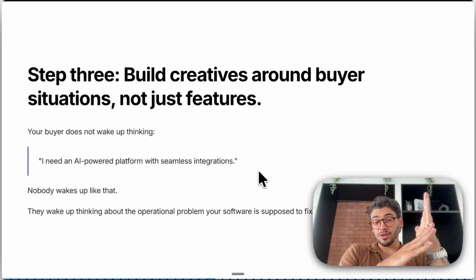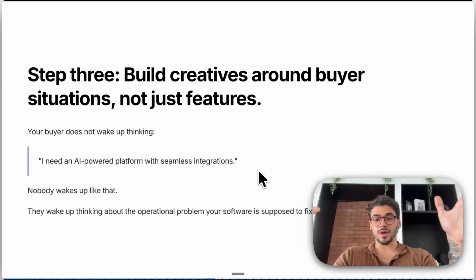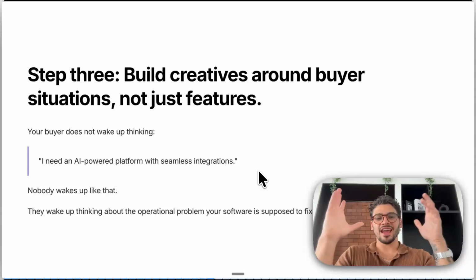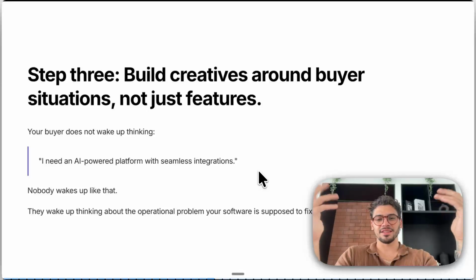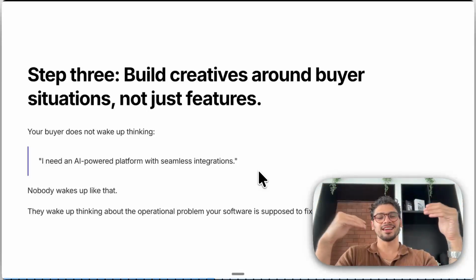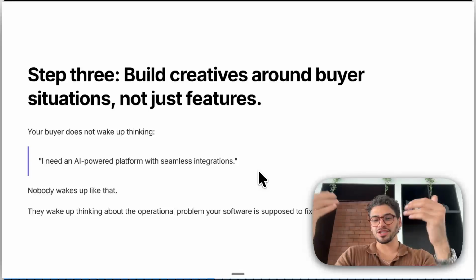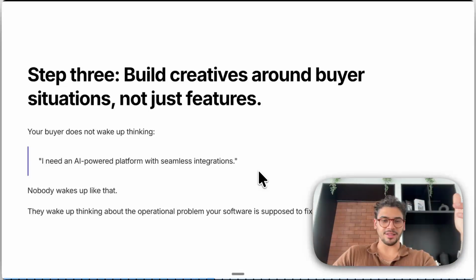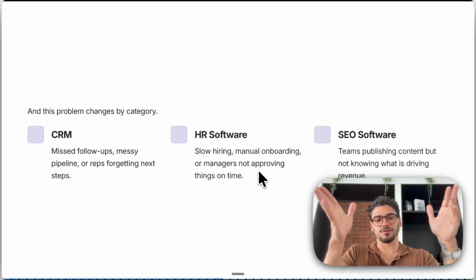Step 3, build creatives around buyer situations, not just the features, okay? No one cares about your features. Your buyers don't wake up thinking, I need an AI-powered platform with seamless integrations. They don't really care about it. Nobody wakes up like that. They wake up thinking about the operational problem your software is supposed to fix for them, or a desired outcome they are looking for, right?